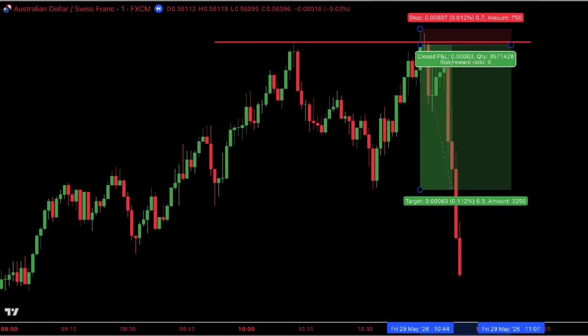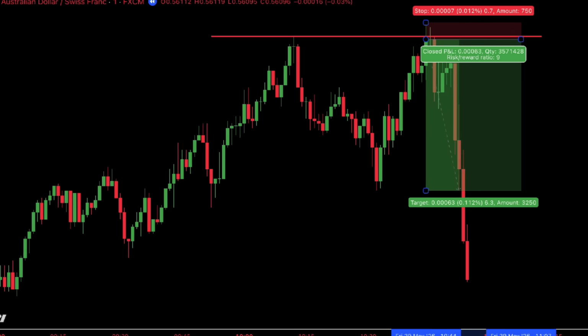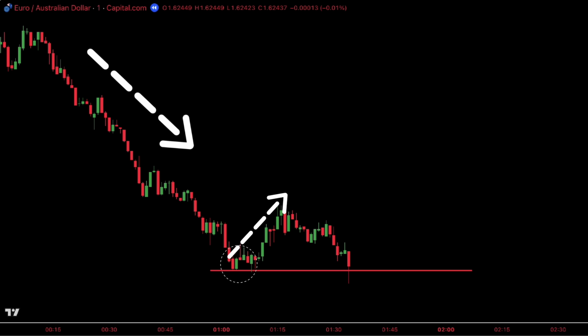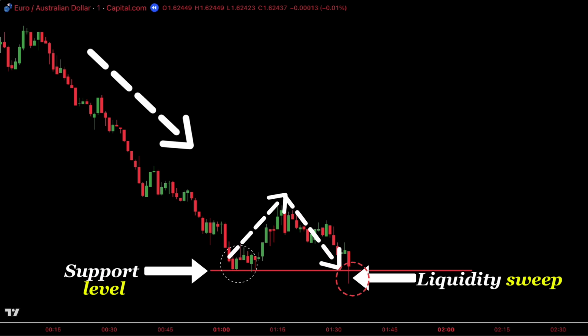As you can see, the market continued lower and eventually reached the target exactly as expected. Look at this chart example. As you can see, the market was trending down, which means sellers were in control of the market. The market then reached this area and reversed, creating a support level. After that, price retraced back toward the same support level, made a liquidity sweep below it, and then got rejected.